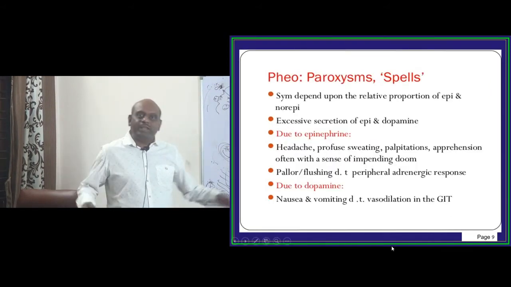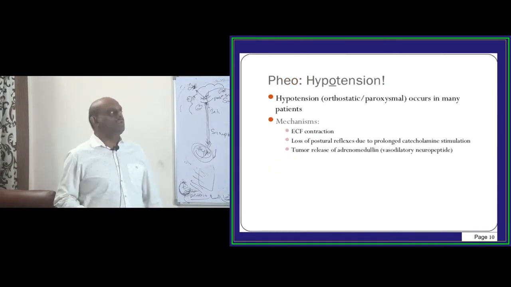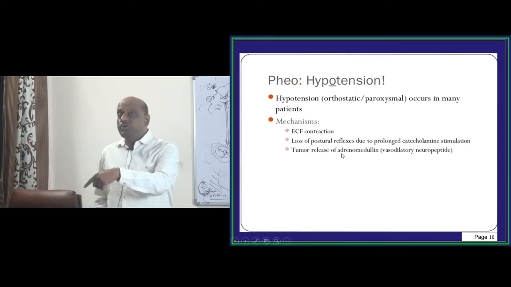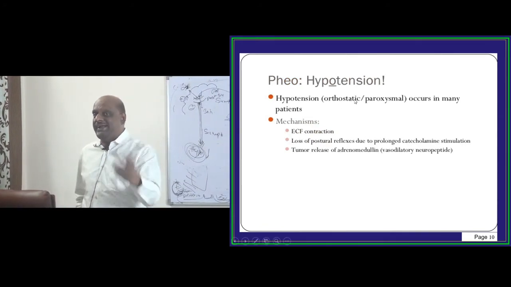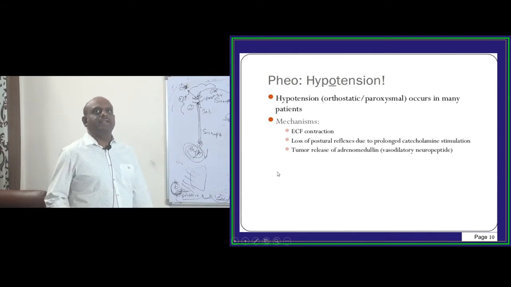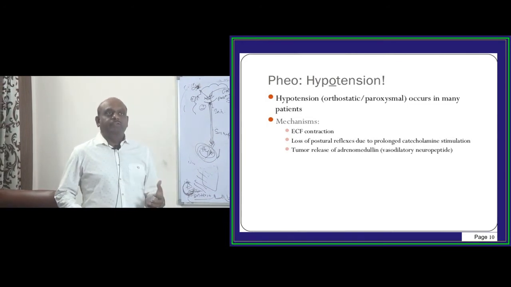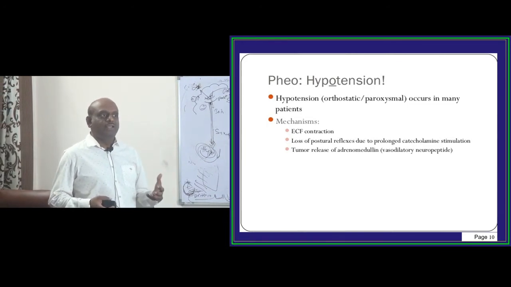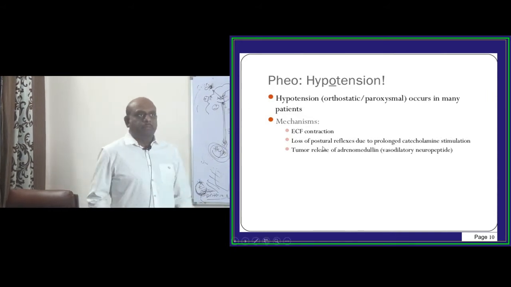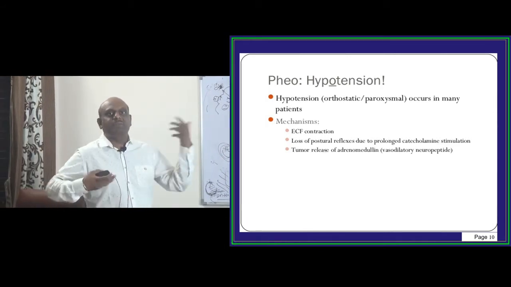Nausea, vomiting है बोल के metoclopramide दे दिए तो खत्म, it will precipitate the paroxysm, is what you need to remember. Pheo also can present with postural hypotension, which is orthostatic. So what is the reason for the postural hypotension of the pheo? Pheo is a state of extracellular fluid contraction. Prolonged catecholamine will remove the postural baroreceptor reflexes.